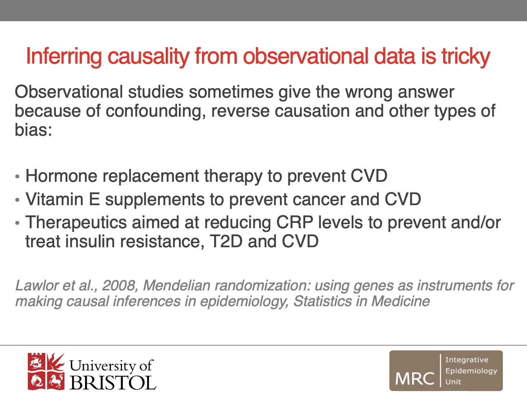So for example, results from observational studies have suggested that hormone replacement therapy, or HRT, can prevent cardiovascular disease. Vitamin E supplements can prevent cancer and CVD. And therapeutics aimed at reducing C-reactive protein levels can prevent or treat insulin resistance, type 2 diabetes, and CVD. All of these interpretations are incorrect, and they're the result of misleading associations identified through observational studies.